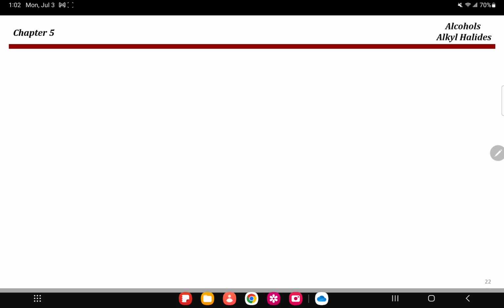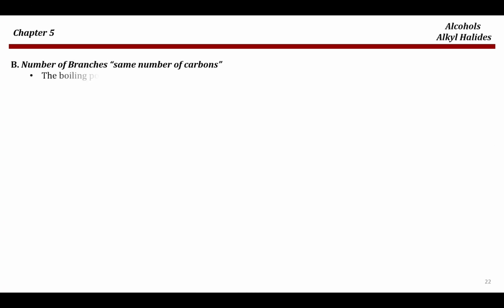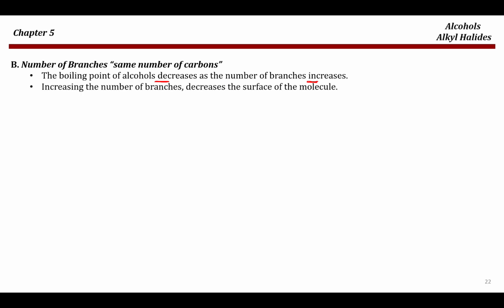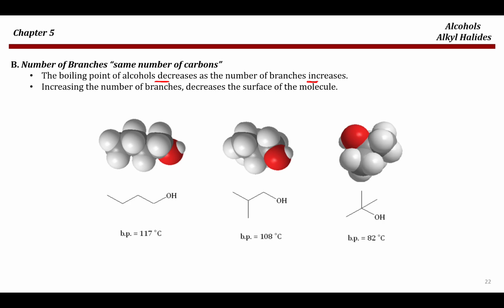The second factor which should be taken into consideration is the number of branches. For compounds that have the same number of carbons, you should look at the branches. As branching decreases, the boiling point increases. So the alcohol which has more branches will have a lower boiling point, and the reason is that branching will decrease the surface area of the molecule.